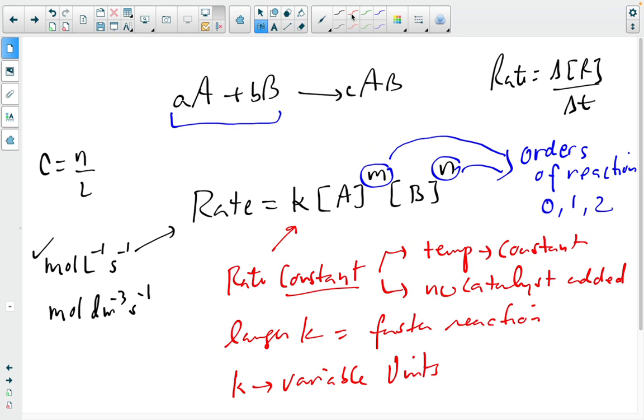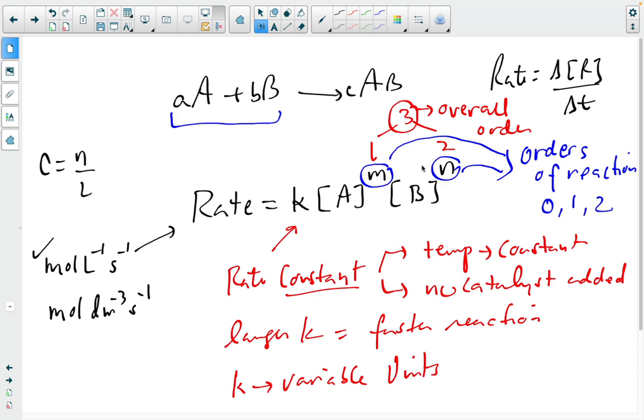So for example, if m was equal to 1 and n was equal to 2, I would say that this reaction is first order with respect to reactant A, and second order with respect to B. And while we're talking about this, the sum of these 2 orders, which is 3, will give you what's called the overall order of reaction.